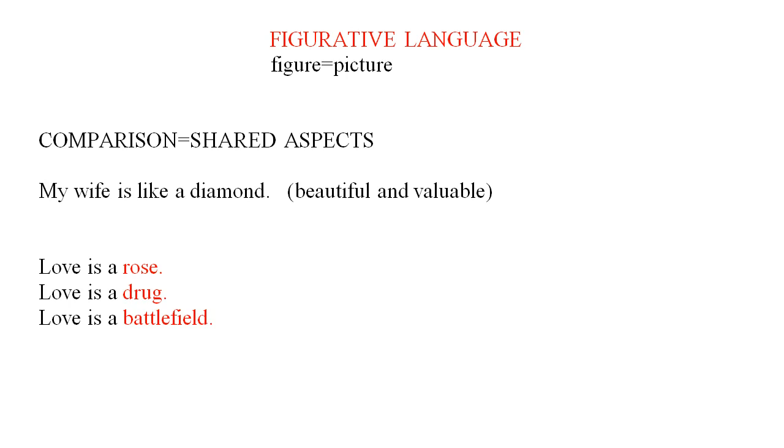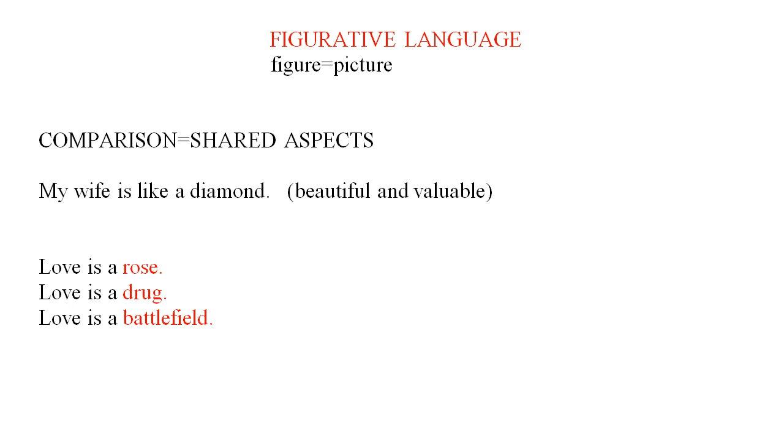Is love gentle and soft like a rose, or intoxicating and addictive like a drug, or painful and noisy like a battlefield? The difference depends on the physical thing you use to compare to that abstract idea, to give your reader the concept that you want to give him or her. This implication of shared aspects helps my reader understand my position more easily.